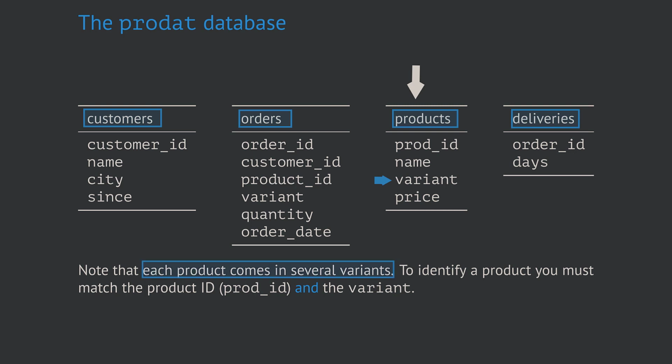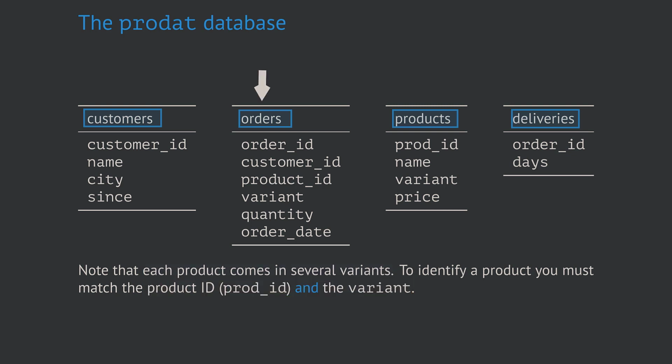So to precisely identify a product along with its product variant, we need to specify the product ID and the variant. We will have to keep this carefully in mind when we use joins along with on conditions in our queries. Then there is the table orders.